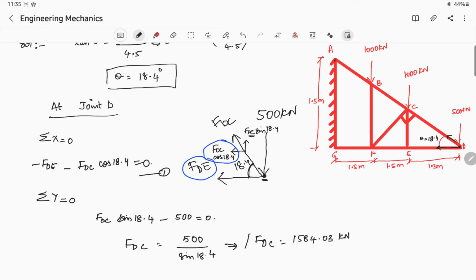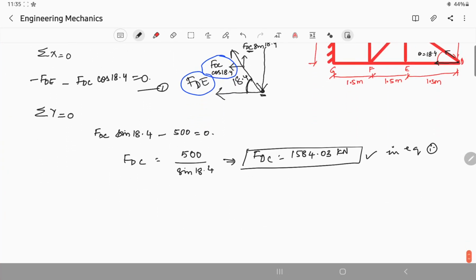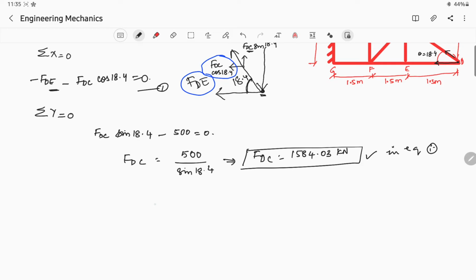1584.03 kilonewton. This is FDC. Okay, so substitute the value of FDC in equation number 1. If you substitute the value of FDC in equation number 1, we have minus FDE minus 1584.03 into cos 18.4 equal to 0.